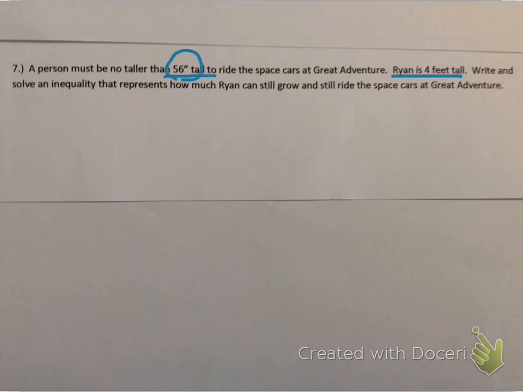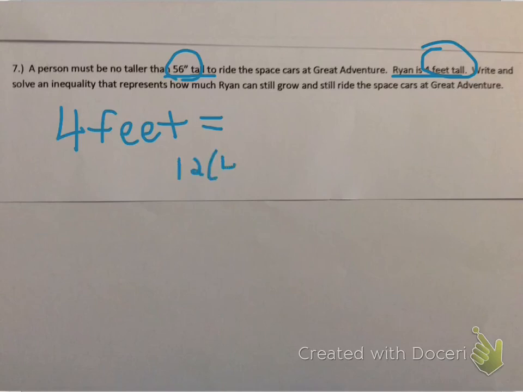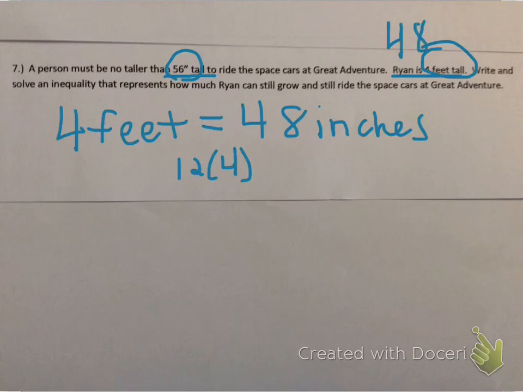We have inches and we have feet, okay? So when we look at this, we have to change that. We could change the inches to feet if that was a nice number, but it's not. So we're going to change 4 feet to inches, okay? And there's 12 inches in 1 foot, so 12 times 4 gives me 48 inches. Okay, now I have inches and inches. Okay, that's the first step here. So we're going to write, instead of Ryan being 4 feet tall, we can consider that 48 inches, just like the 56 inches.